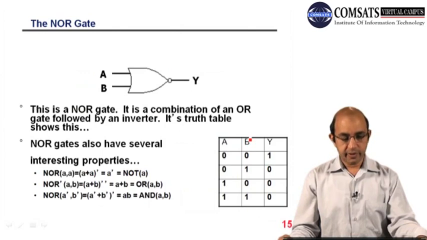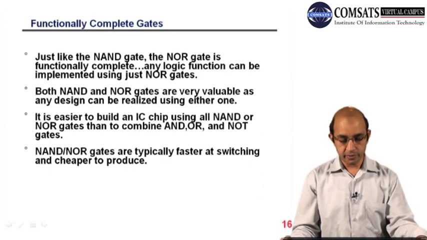Then the NOR gate. If I put a bubble at the output of an OR gate, then I will have a NOR gate. You can see whenever we have both zeros, we get 1. So this is a 1 sensitive gate. Whenever we have a 1 at any one of the inputs, we will get a low or 0 output.